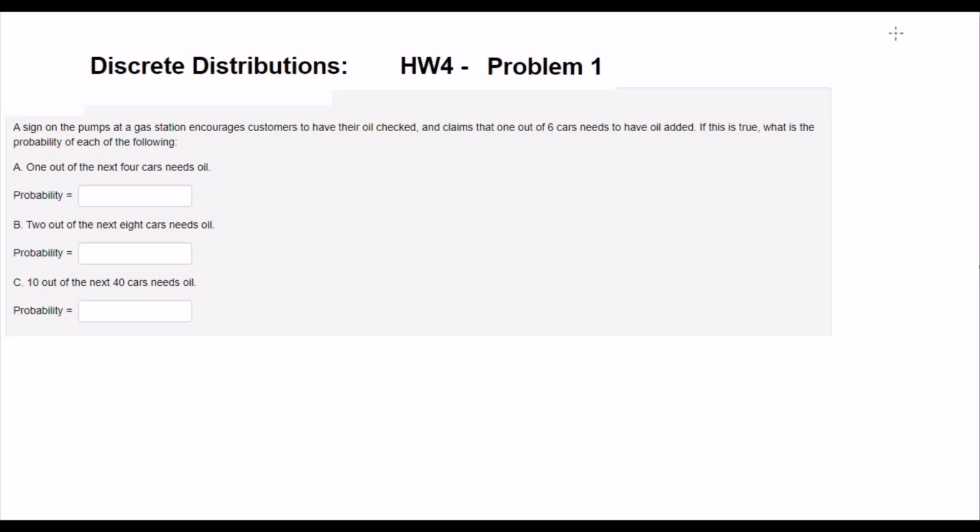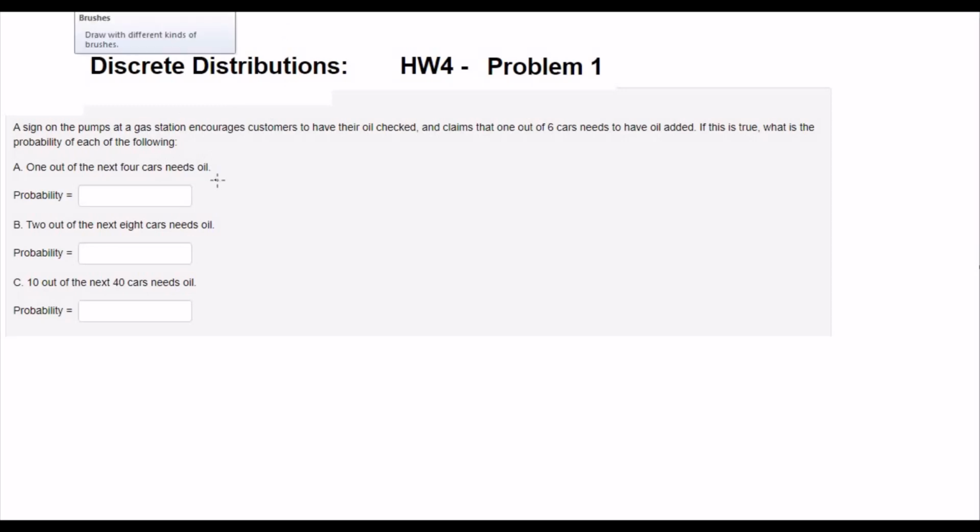Hello everybody. In this video we're going to review discrete distributions. This is problem number 1. A sign on the pumps at the gas station encourages customers to have their oil checked and claims that 1 out of 6 cars needs to have oil added. If this is true, what is the probability of each of the following?